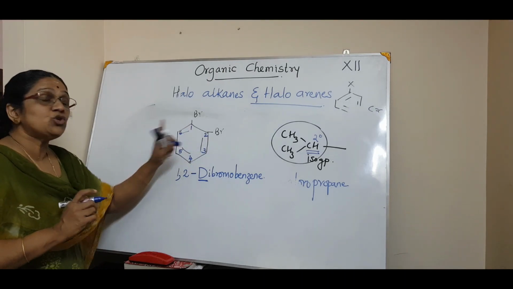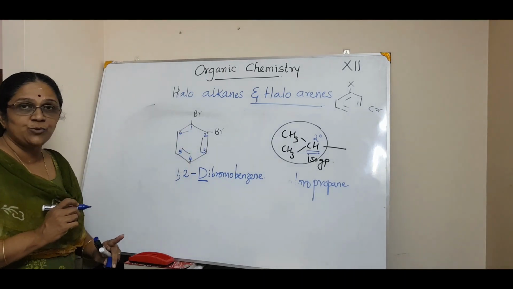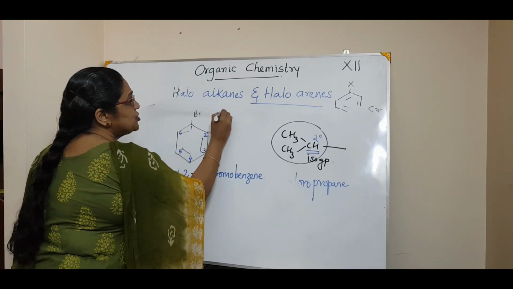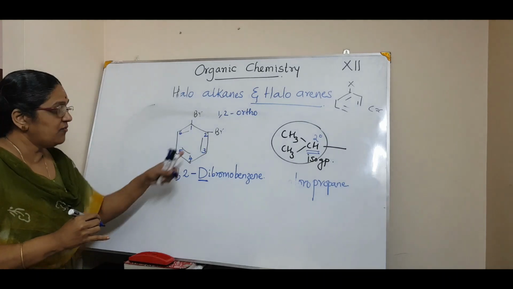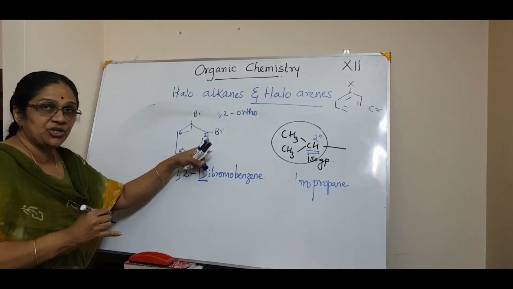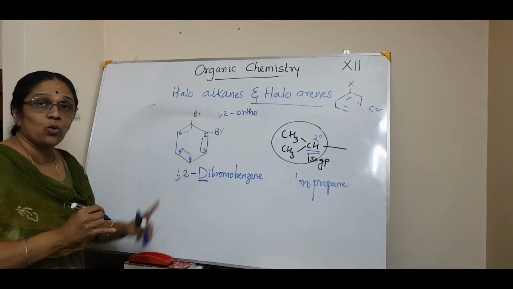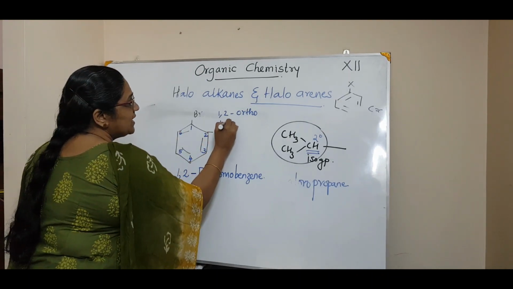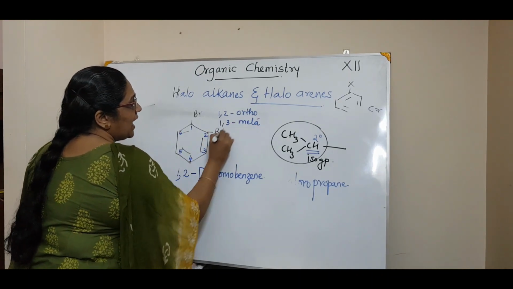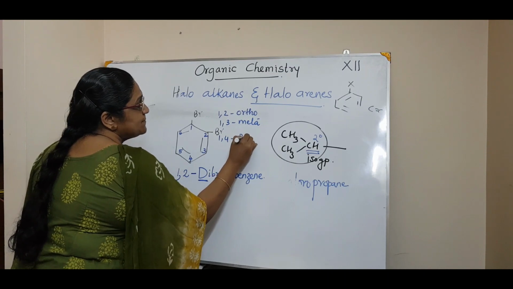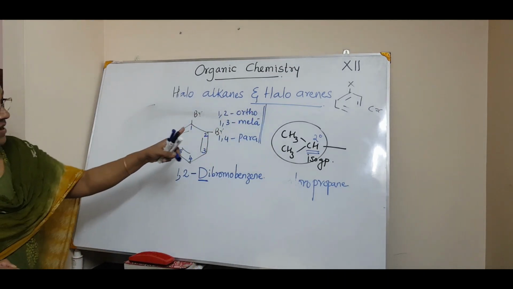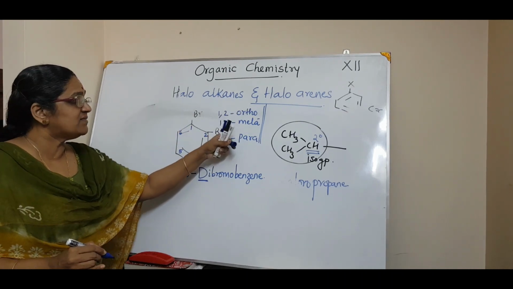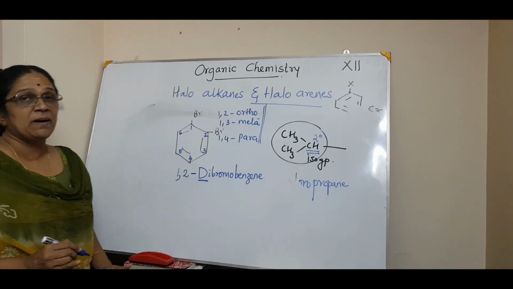If it is in 1, 2 position, you call that position ortho. If the bromine atom is in the second position, you call it 1, 2 position is ortho. Now 1, 3 position is meta and 1, 4 position is para. Just remember this. Okay, write it down somewhere. That is, 1, 2 is ortho, 1, 3 is meta and 1, 4 is para.